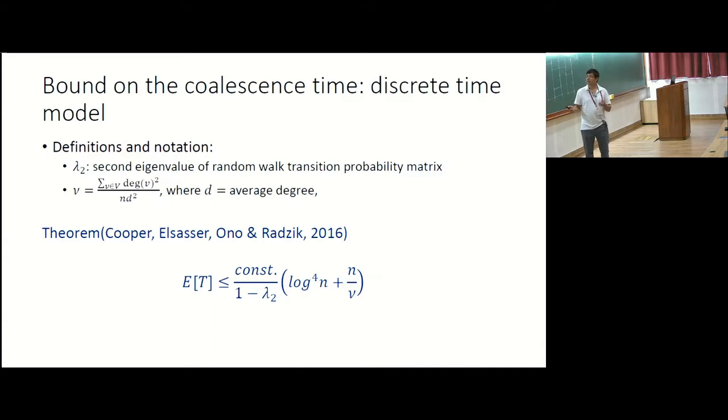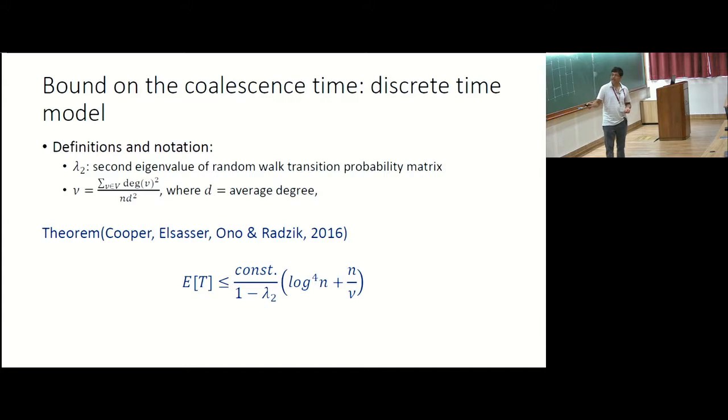There's another parameter that also plays a role in the coalescence time, and that's a measure of how skewed the degree distribution is. So nu is your mean squared degree divided by the squared mean of the degree. That lies between 1 and n. It's 1 for regular graphs and n for the star graph. For power law graphs, it'll be like a fractional power of n. For Erdős–Rényi graphs, it'll be a constant. So these two parameters give you your bound on the coalescence time.